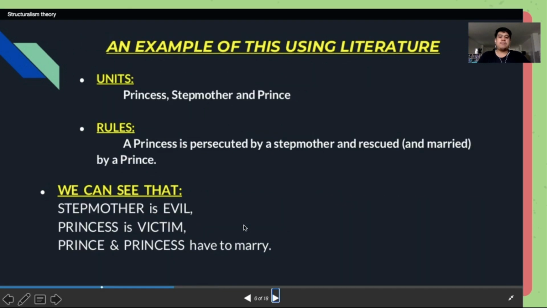So let's have this example. The units are the following. We have the princess, stepmother, and prince. The rules, how we put these units, as we interpret it, could be this one. A princess is persecuted by a stepmother and rescued and married by a prince. So we can see that the stepmother is evil, the princess here is the victim, and the prince and princess have to marry. So this is the structure as it goes in the story. Okay.